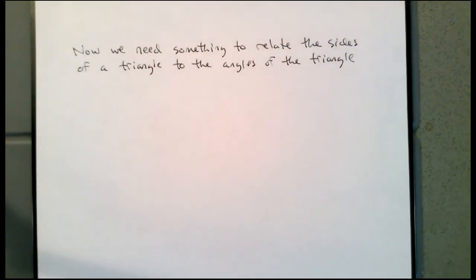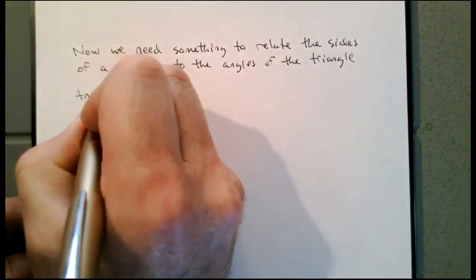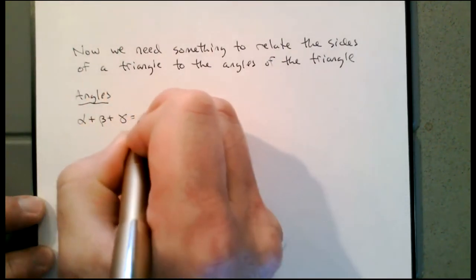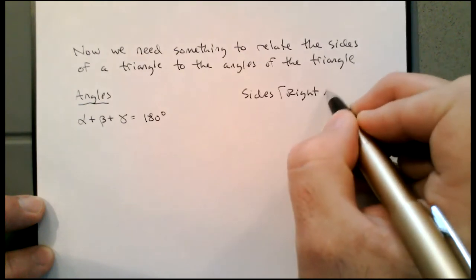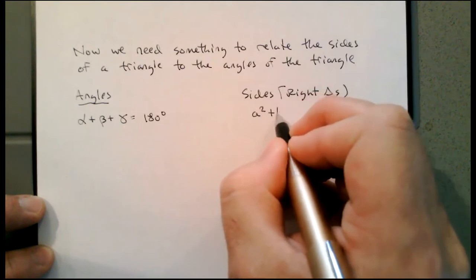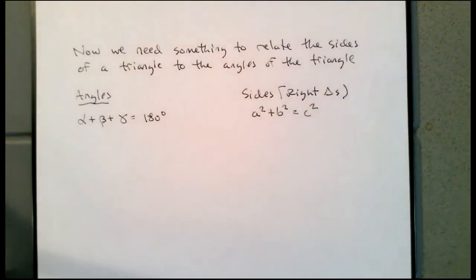The sum of the angles is 180 degrees. That is an angle thing. The Pythagorean theorem is a right triangle side thing. The angles are all alpha, beta, and gamma, and the Pythagorean theorem is the A, the B, and the C. We need something that connects the sides and the angles so that we can see how they are related. So we got an angle idea, and we've got a sides idea, and this is only for right triangles. We need something that connects the sides and the angles. So what we need are trigonometric functions.